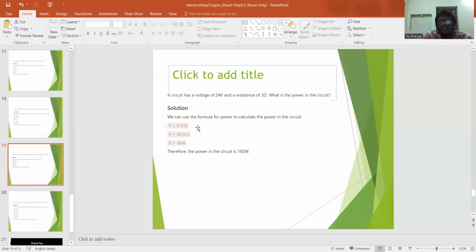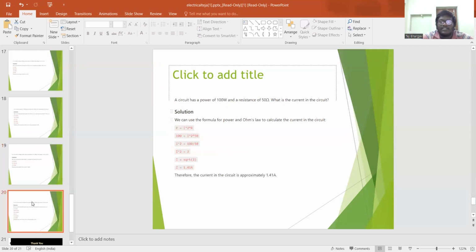So power P is equal to 24 square by 3, which is nothing but 192 watts. Here we get the power from the formula V square by R. Two formulas played a major role here: P is equal to VI and I is equal to V by R, which comes from V is equal to IR from Ohm's law, which we have been learning from the start. Here we calculated the power, which is 192 watts.